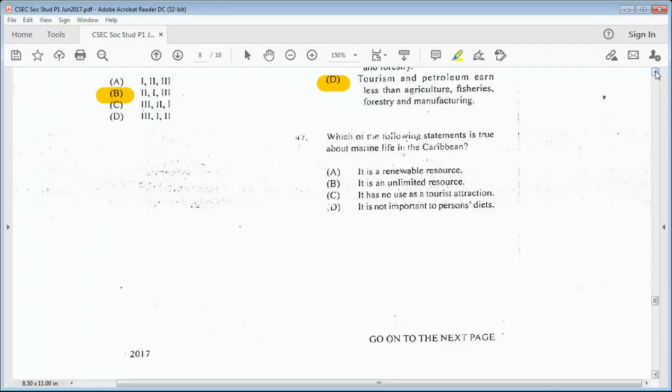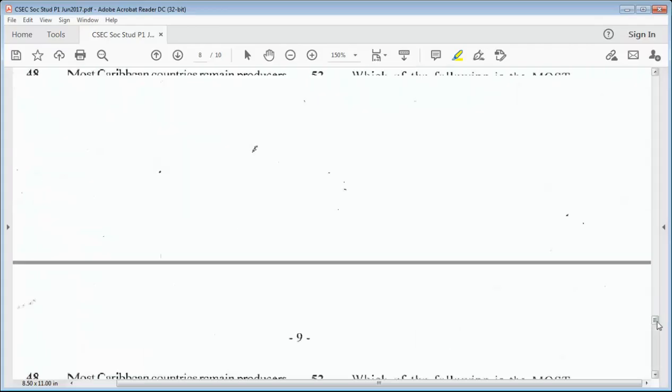So, what would be your answer? It would be, notice it says marine life, so it would be a renewable resource. Let's move on to 48.